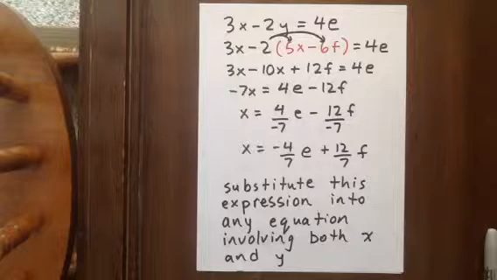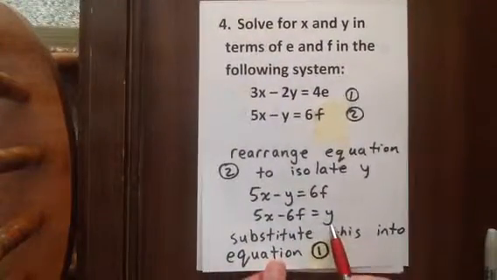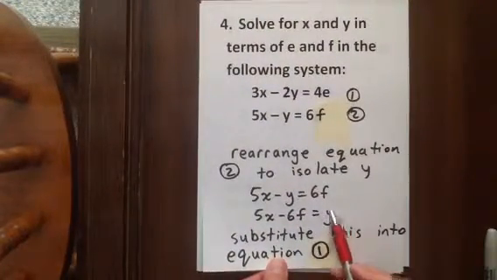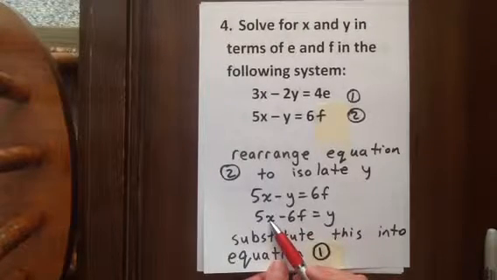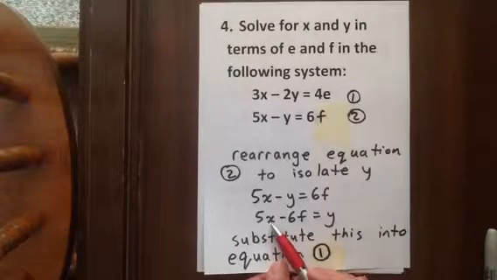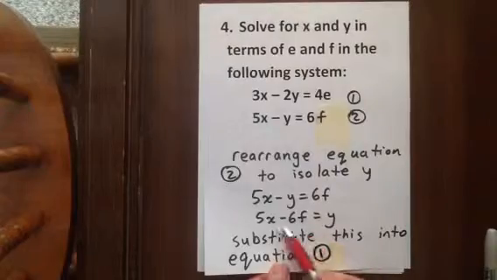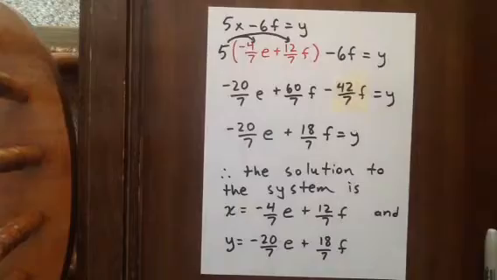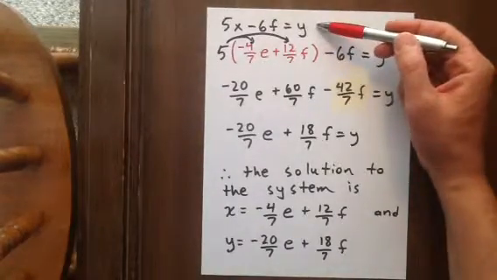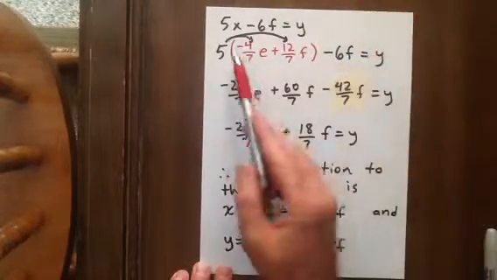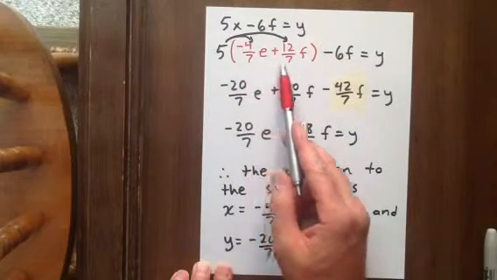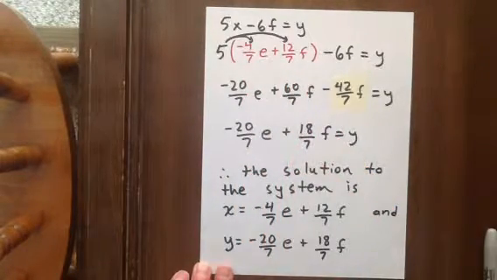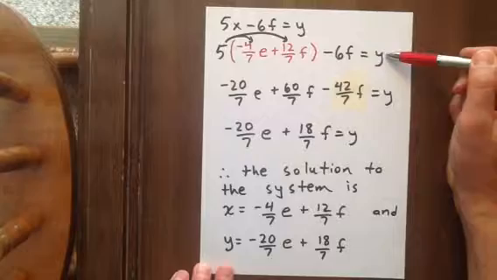What we're now going to do is substitute that expression into any equation involving both x and y. And this one is tailor-made for it because we have y isolated. And so we're going to substitute in our value for x. And when we do that, we'll be left with just e's and f's on the left-hand side. So we have 5x minus 6f equals y. We know that x is equal to negative 4/7 e plus 12/7 f, so 5 times that, minus 6f, equals y.